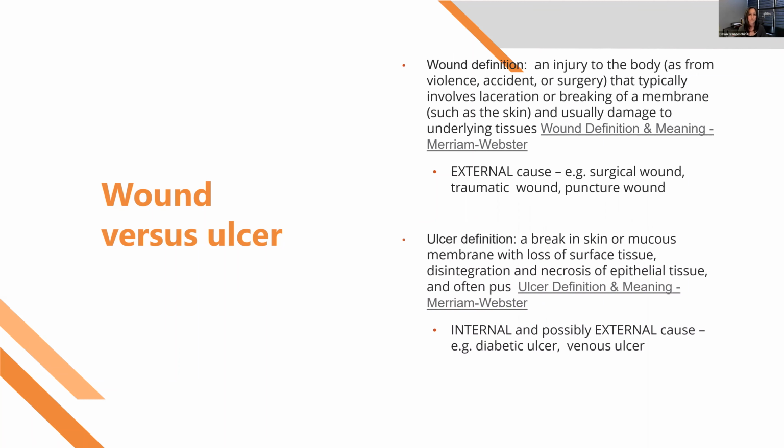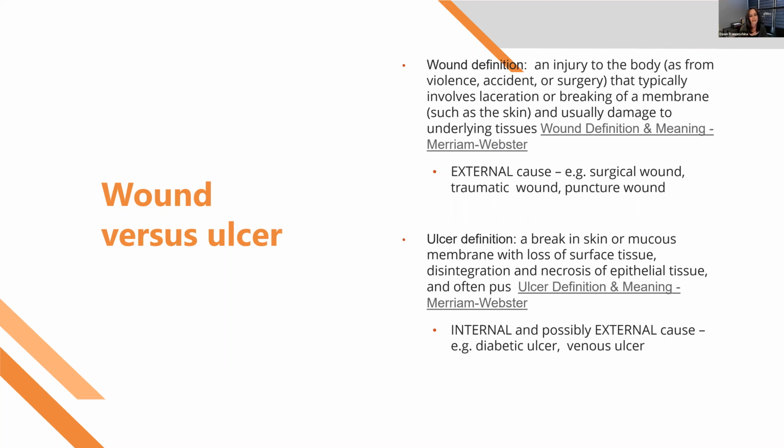As opposed to an ulcer, the technical definition of an ulcer, and there are a variety of different ulcer definitions out there, but the one we're using for today is a break again in the skin or the mucous membrane with loss of surface tissue, disintegration and necrosis of epithelial tissue, and often pus. So it's a bit vague, but what we're saying is it's a break in the skin with loss of tissue, maybe some necrotic tissue, maybe some thickened drainage, but we're thinking more of an internal cause for an ulceration.